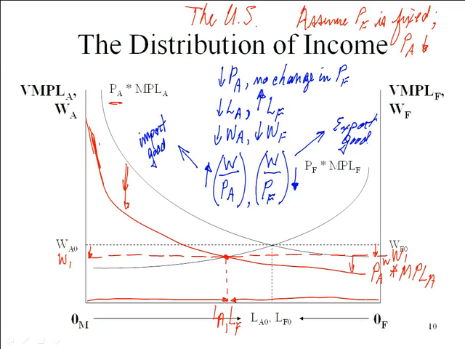Okay. So any questions about what happens to the allocation of labor in the United States, wages, distribution of income? You know, whether you're better off or worse off?